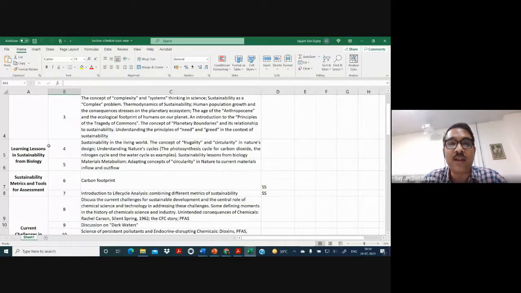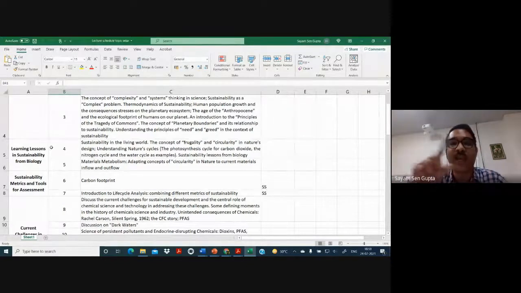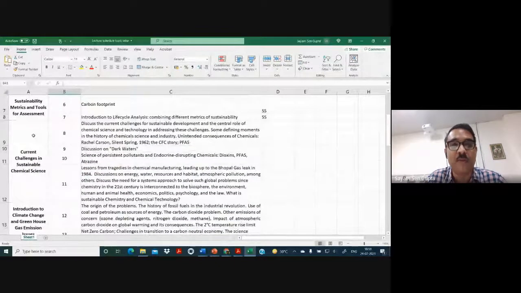Then we'll talk about how we can learn sustainability in biology, frugality and circularity is nature's design. For example, the carbon dioxide cycle, nitrogen cycle, water cycle, and how we can use these examples to have this circularity in our world, where materials which we are taking from the earth, we give it back there, and we keep on reusing it and not putting it into the ocean or somewhere else.